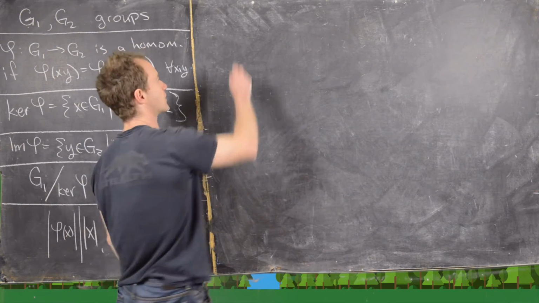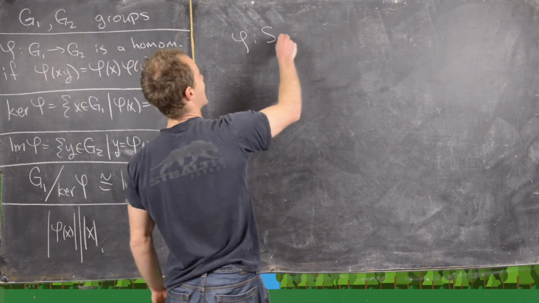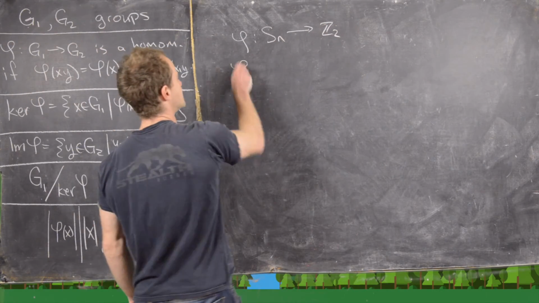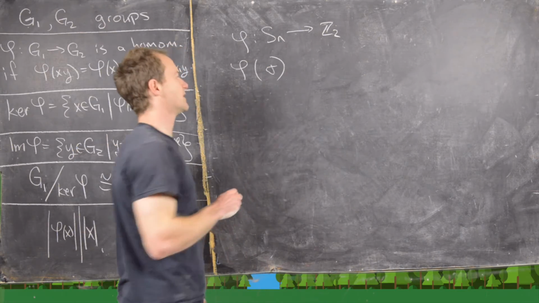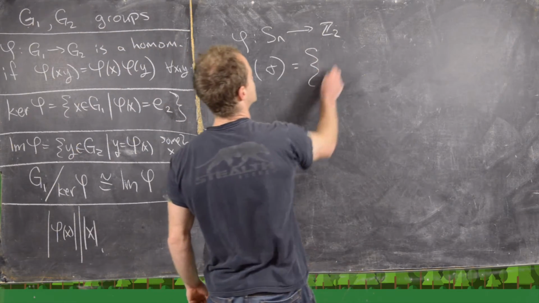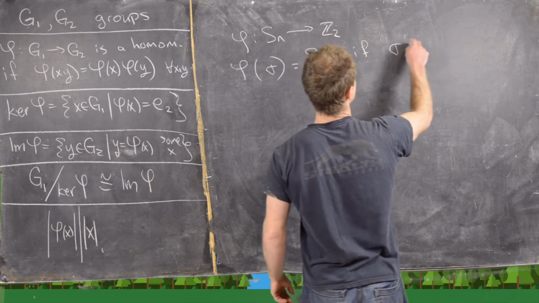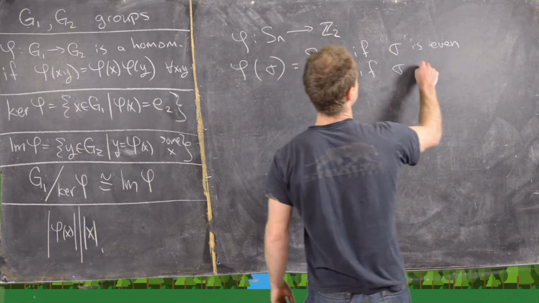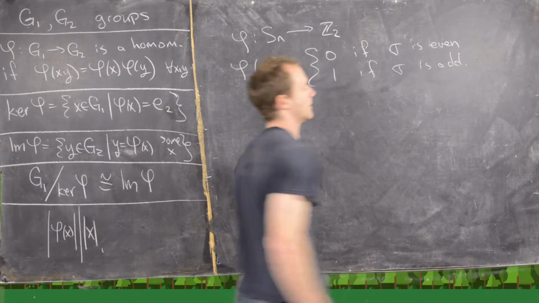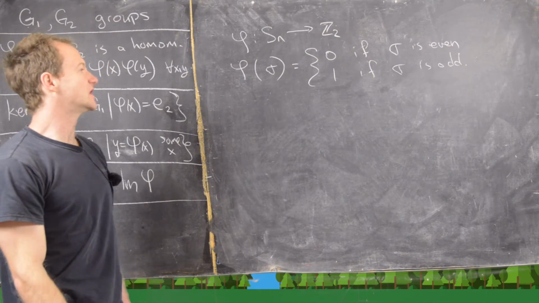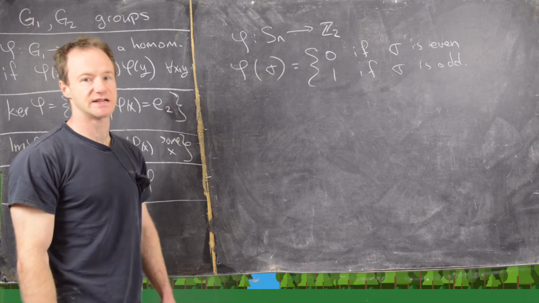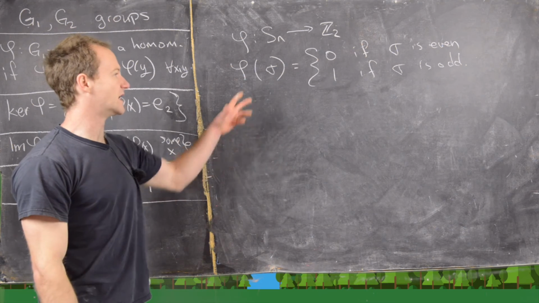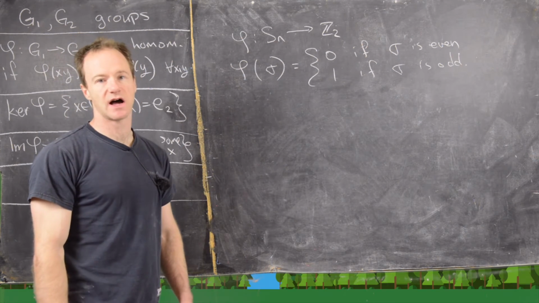Okay, so for our next one, we're going to take a classic map from Sn to Z2 defined in the following way. Let's say phi of sigma from Sn equals 0 if sigma is even, and 1 if sigma is odd. Okay, good. It's actually pretty easy to check that this is a homomorphism because of how the evenness and oddness is defined.